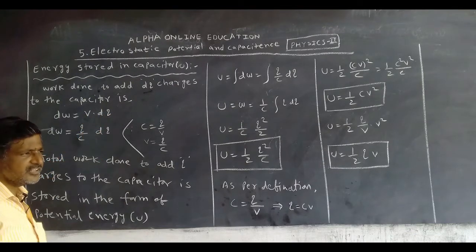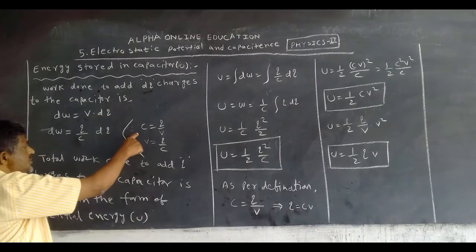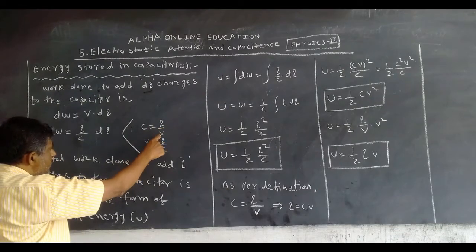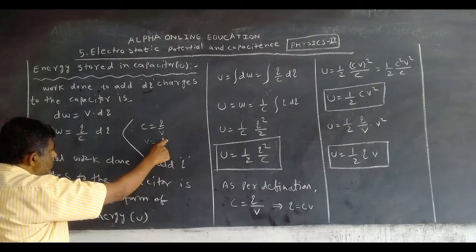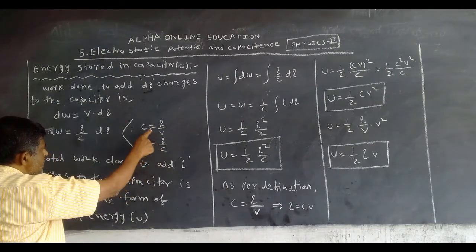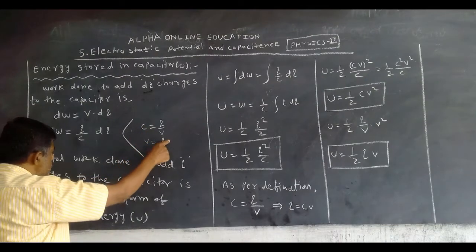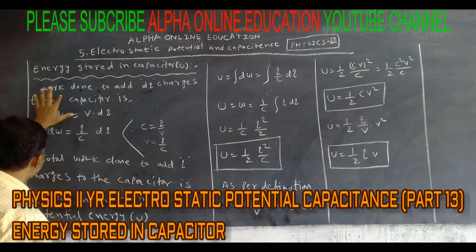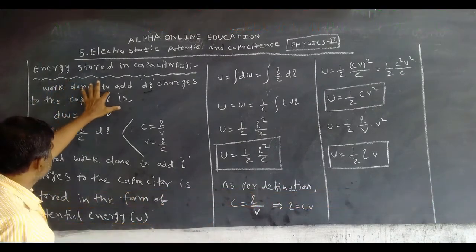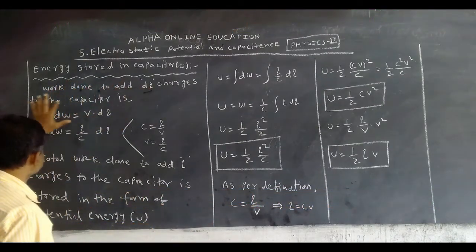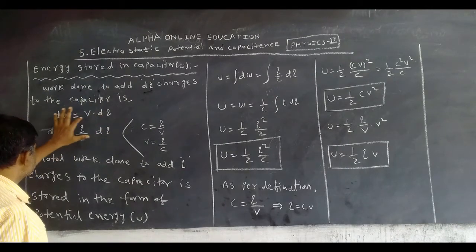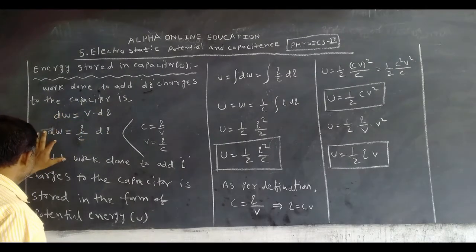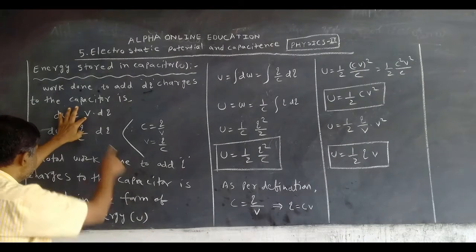We know the definition of capacity: C is equal to Q by V. From that, by cross multiplication, V is equal to Q by C. Now work done to add dq charges to the capacitor is dW is equal to V into dq, and instead of V, we can take Q by C. So dW is equal to Q by C into dq.